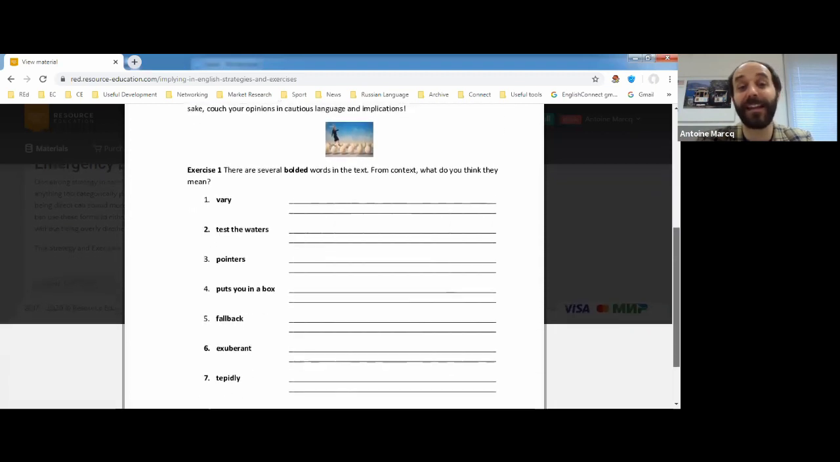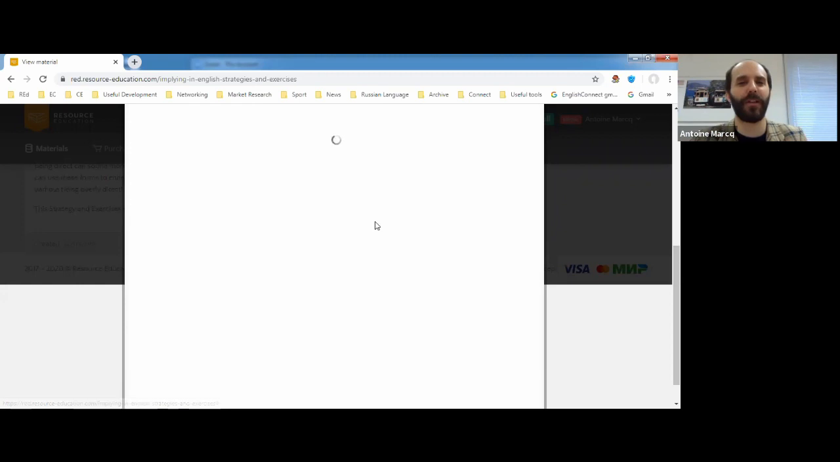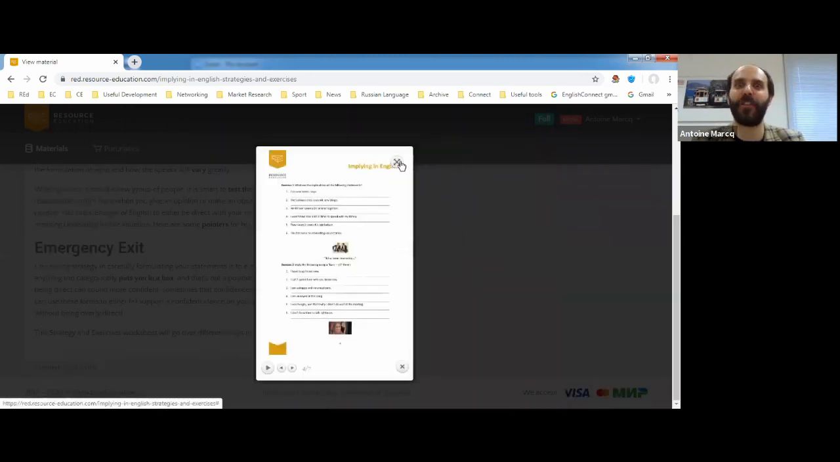And a conclusion and exercise 1: from context, what do you think these mean? Vary, test the waters, pointers. Very good activity, but we'll move quickly ahead because that's not what we wanted to talk about today. Soft skills.